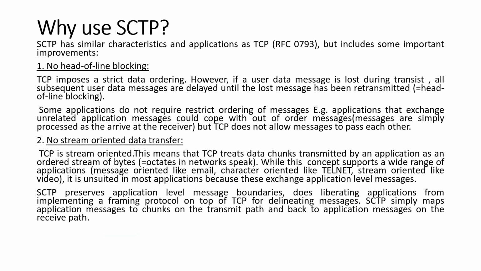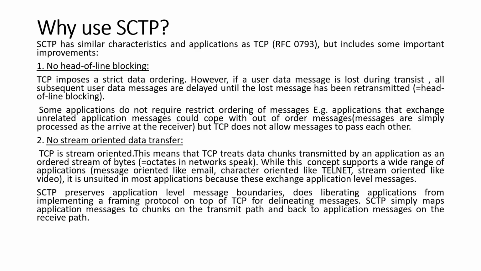Why use SCTP? SCTP has similar characteristics and applications as TCP, but includes some important improvements. First one is no head-of-line blocking. TCP imposes a strict data ordering. However, if a user data message is lost during transit, all subsequent user data messages are delayed until the lost message has been retransmitted. Some applications do not require strict ordering of messages. For example, applications that exchange unrelated application messages could cope with out-of-order messages. Messages are simply processed as they arrive at the receiver, but TCP does not allow messages to pass each other.